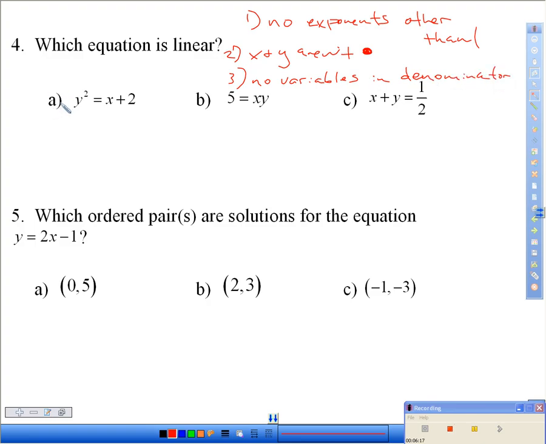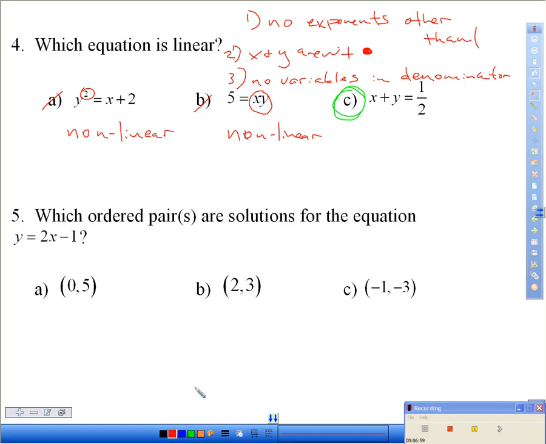So on number 1, is this a linear equation? Well, we see an exponent of 2. That means that A is nonlinear. It's nonlinear because we see an exponent of 2, and this wouldn't create a straight line when we graph it. On B, we see 5 equals x times y. Since x and y are multiplied, B is going to be nonlinear as well. But on C, we see exponents of only 1 with the x's and the y's. The x and y are just being added, they're not multiplied, and there are no variables in the denominator of a fraction. So our answer there is just going to be C. C is the only one that is going to be linear.